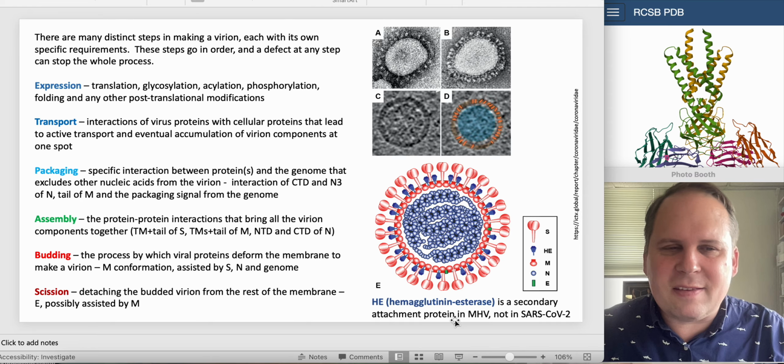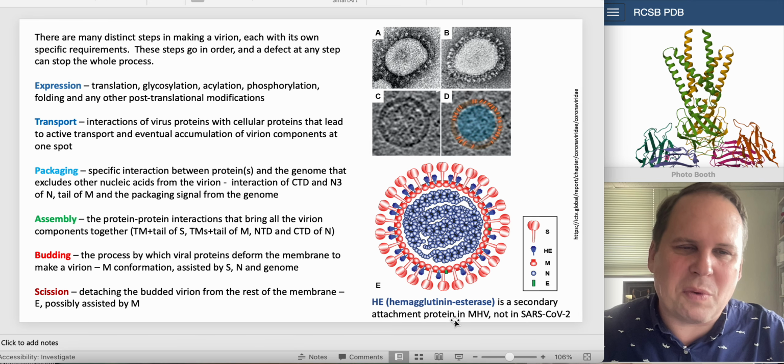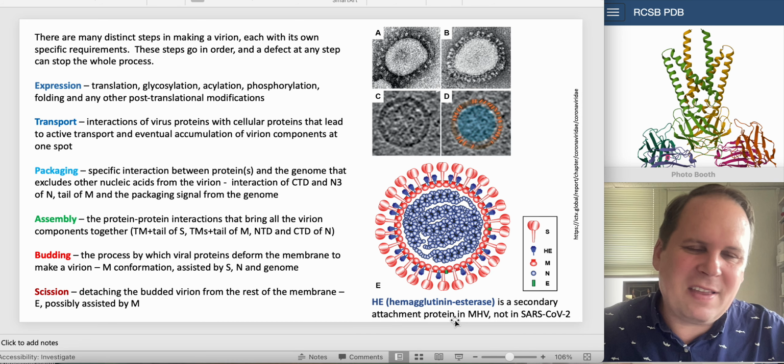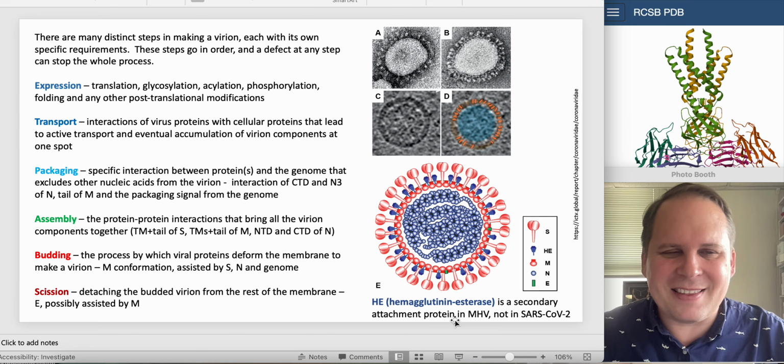The hemagglutinin part sticks it to cells. The esterase part actually cuts off the sialic acid after a while. So it's like a temporary attachment method. And then if it doesn't find what it's looking for in terms of an actual receptor, then it can move on to the next cell.